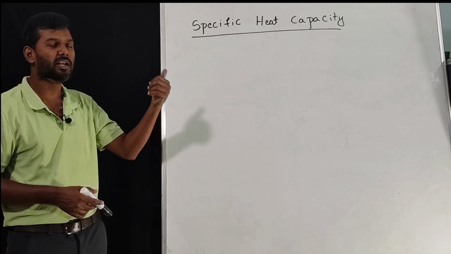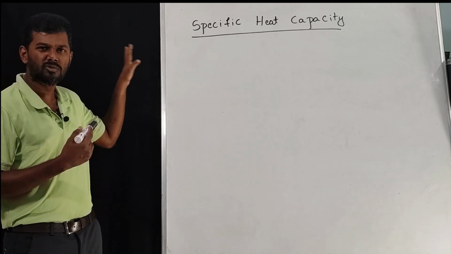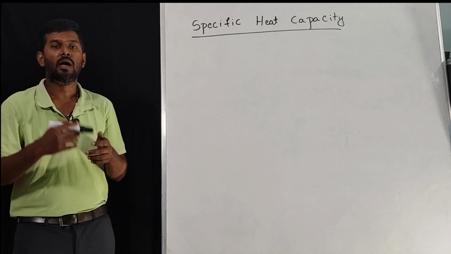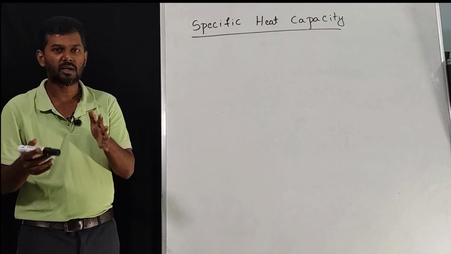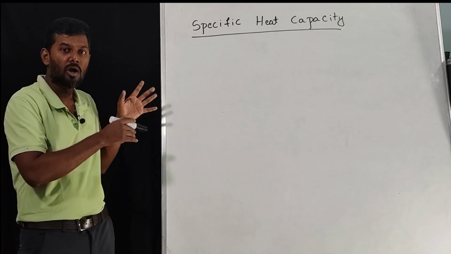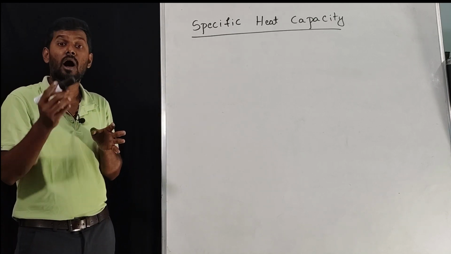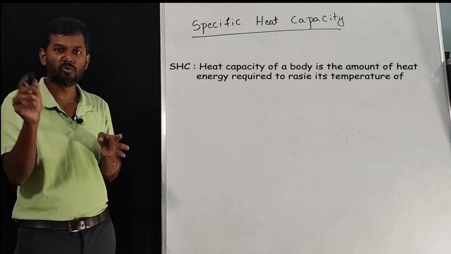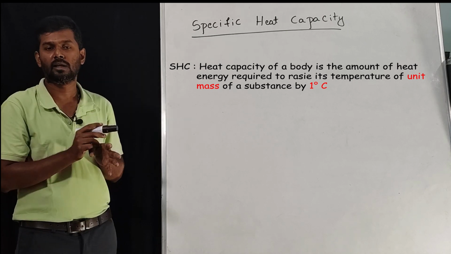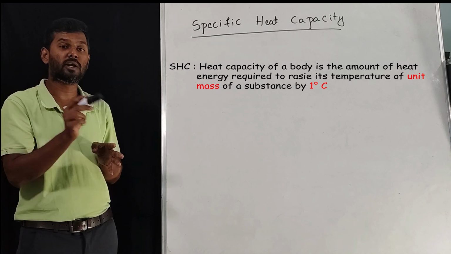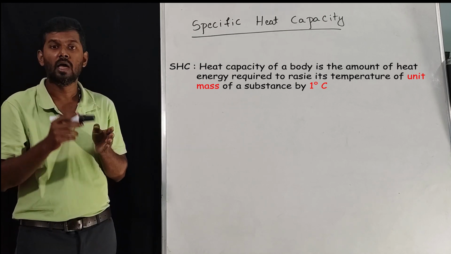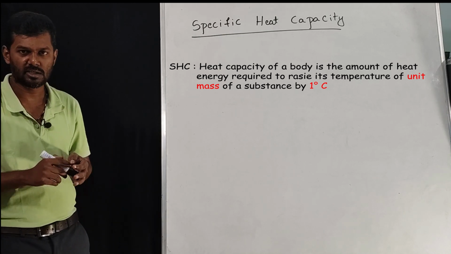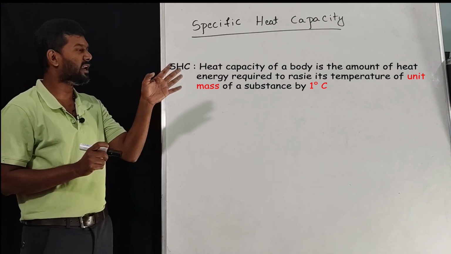The definition of specific heat capacity goes almost exactly the same as heat capacity. We are going to add one word. That's it. I'll define it. Listen. The specific heat capacity of a body is the amount of heat energy required to raise the temperature of unit mass. This unit mass is very much important. This word unit mass is not there in heat capacity. So this unit mass is very much important when it comes to specific heat capacity. To raise the temperature of unit mass by 1 degree Celsius. This is the definition of specific heat capacity.